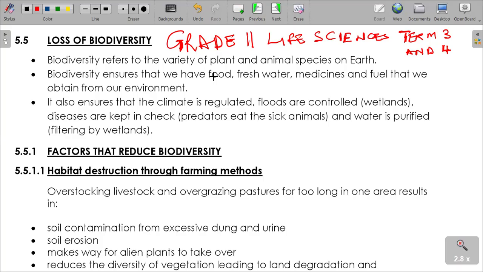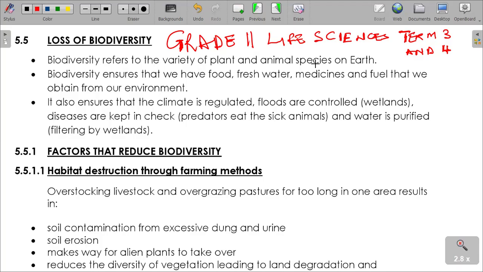Biodiversity, by definition, refers to the variety of plant and animal species on earth. So in other words, this is just to say the variety of living organisms on earth. That's what you mean by biodiversity. The living organisms are both plants and animals that we are to look at, both fauna and flora. That is what you need to understand.